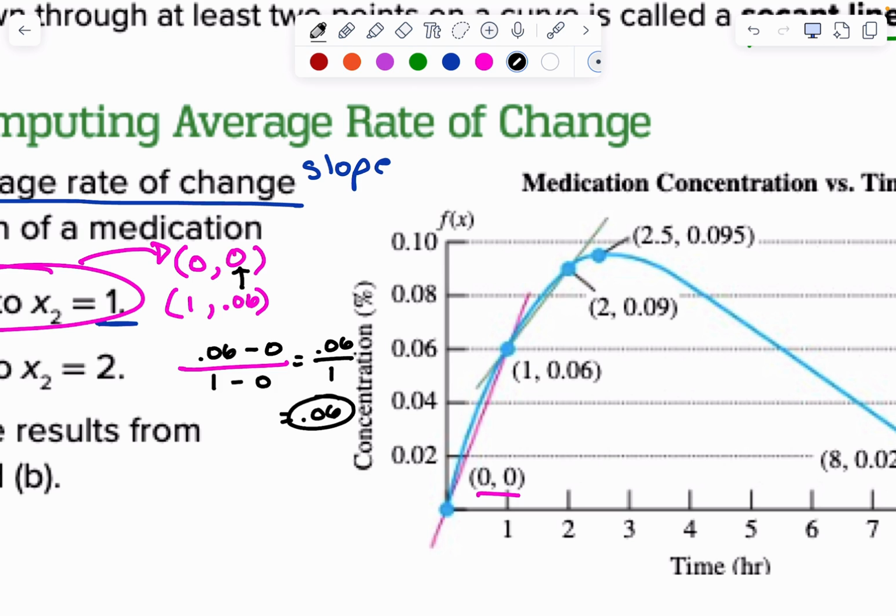That doesn't seem like very fast, right? Whatever. 6%. Right. No, normally it goes up really fast and then it tapers off. Yeah, but math is a lot better. Maybe this is like a slow release.